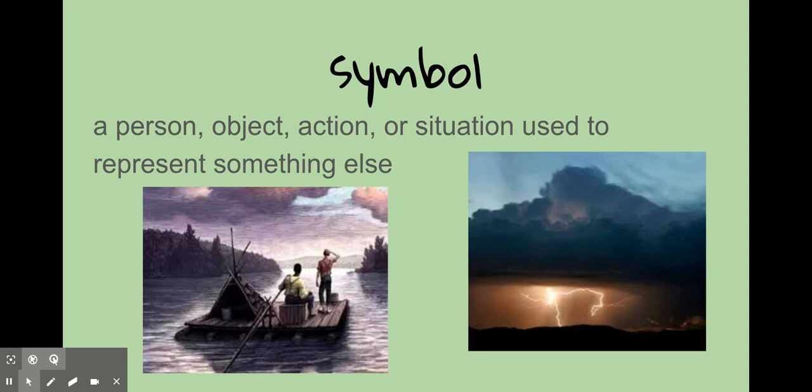Okay, a symbol is a person, object, action, or situation in a story that's used to represent something else. And many times that object or person or action represents an abstract thing, like something that we can't touch or see. It represents a feeling, similar to how the American flag represents freedom. Freedom's an abstract thing. We can't touch it or feel it. So we take this concrete thing that we can see and we use it to express something that we can't see. And the same thing in literature.